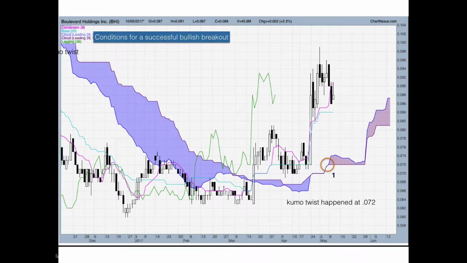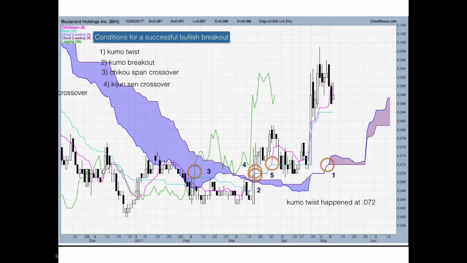So this Kumo twist happened at 72. And then a Kumo breakout. A Chikou span crossover. A Kijun Sen crossover. Again happened above the Kumo. And the Tenkan Sen crossover that also happened above the Kumo. So 3 of the elements have strong bullish signals. 1 had a neutral bullish signal inside the Kumo, number 3. That is a neutral bullish signal.